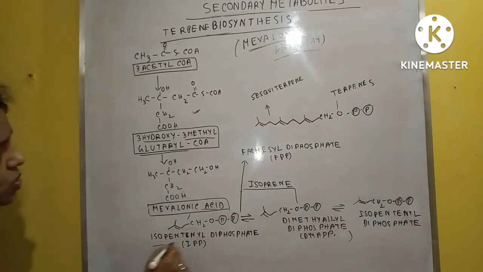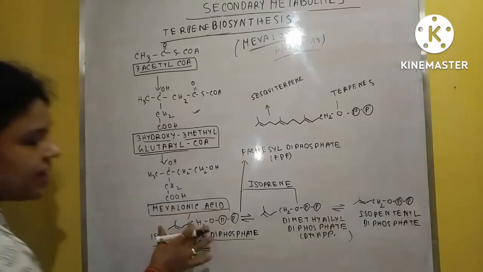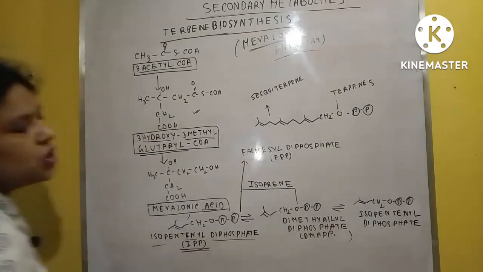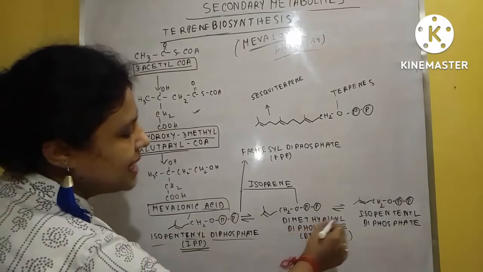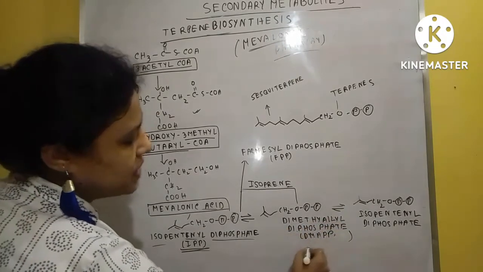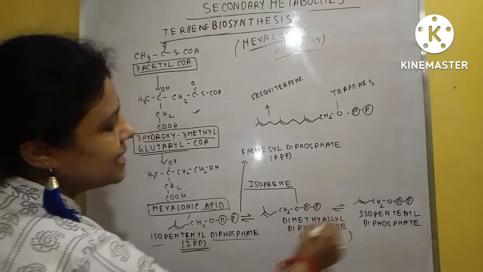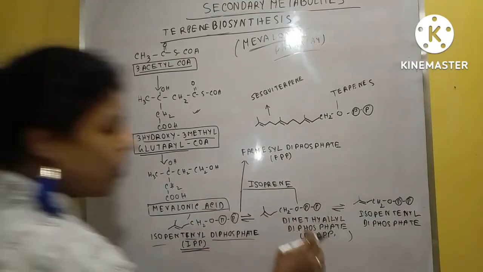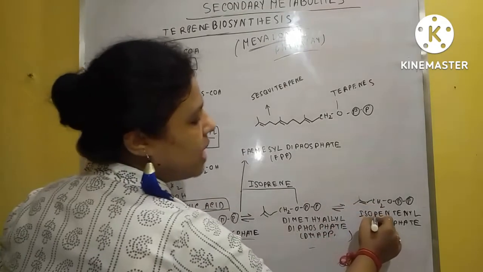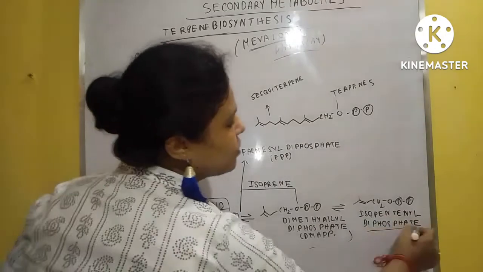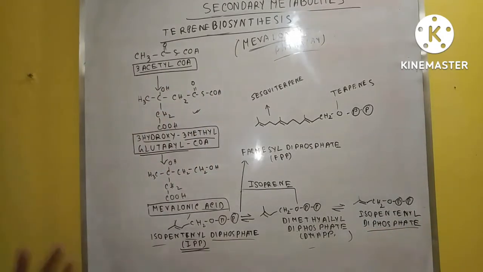So from this mevalonic acid, what will form? The isopentenyl diphosphate, which is known as the IPP. Next from here, this one is formed, known as the dimethylallyl diphosphate. And from here, this one is formed, isopentenyl diphosphate. Clear? First you understand properly.